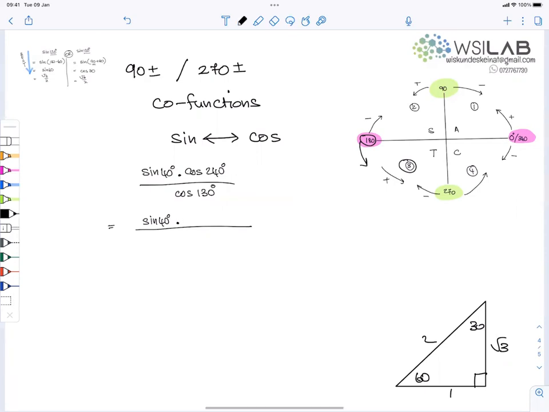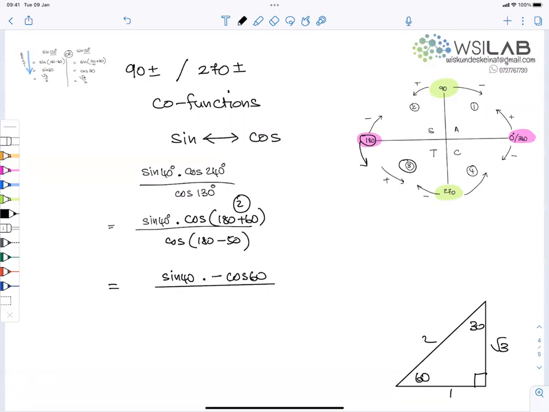So now I also have cos of 240, which is the same as cos of 180 plus 60. And then cos 130 is cos of 180 minus 50. Is that correct? But 50 is another potential problem. Okay, so at the top, I have sin 40. Then I have second quadrant, which makes that negative cos 60. And at the bottom, I have second quadrant, which makes that negative cos 50. But now look at this.